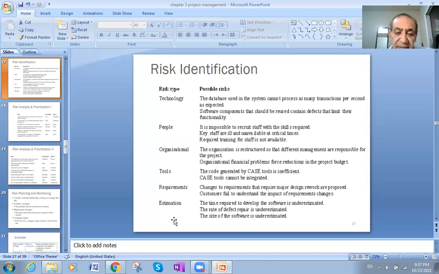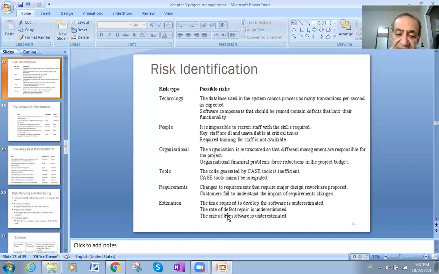Okay. Requirements: changes to requirements that require major design rework, or customers fail to understand the impact of requirement changes. Estimations, mistaken estimations: the time required to develop the software is underestimated. You didn't estimate the time to update your software correctly. You set a wrong time to do that while it takes more.